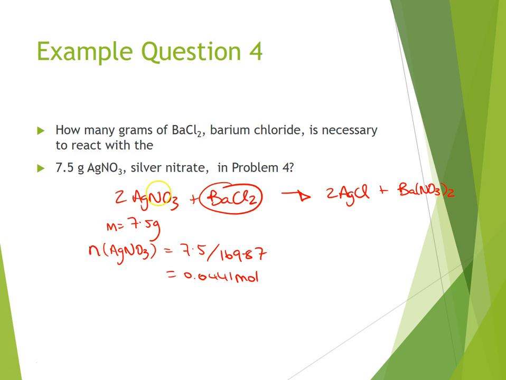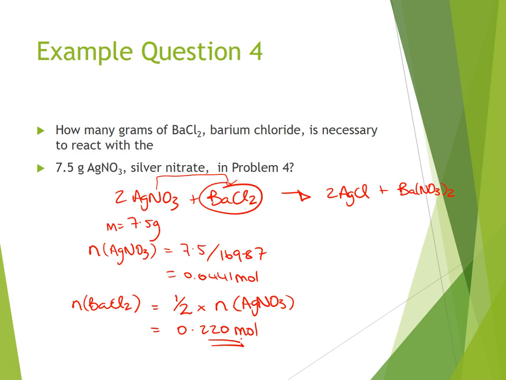Remember that in order to figure out from one to the other, we need to use a mole ratio. This time, what I want is 1, what I know is 2. So n of BaCl2, which is what I want, is going to equal 1 over 2 times n of AgNO3. So that's a half of 0.0441. Okay, so that is 0.220 mole of barium chloride will be required.